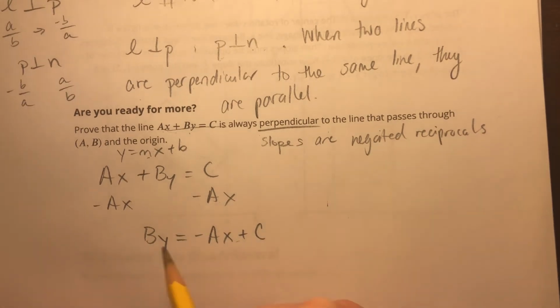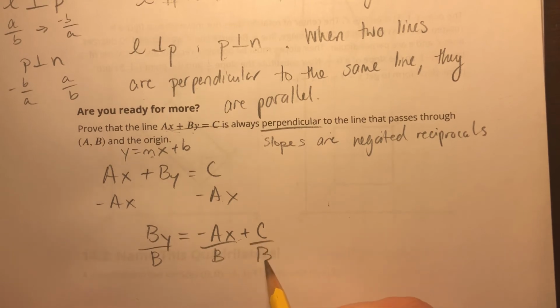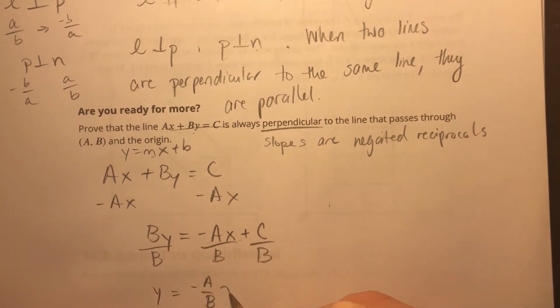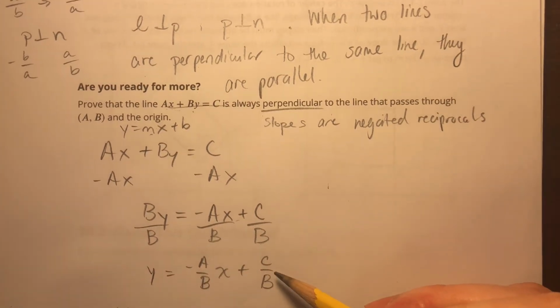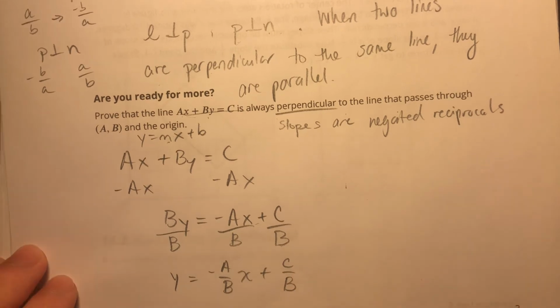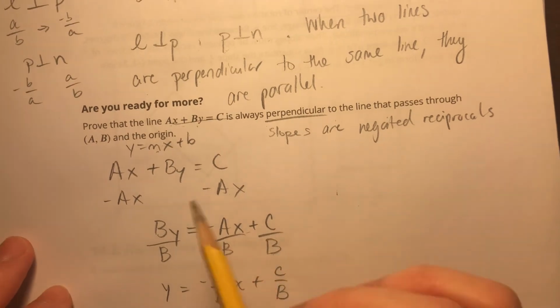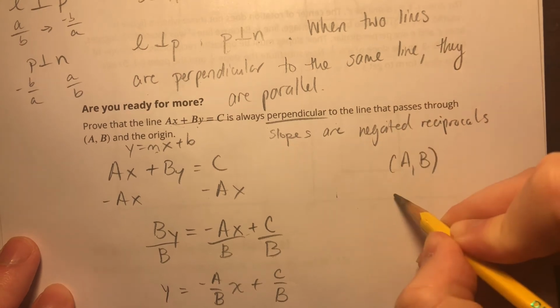Now I still need to get y alone, so to do that, I'll divide everything by b. We get y equals negative a over b, x plus c over b. The y-intercept is not super important because really the slope is all we care about. So I'm hoping that when I find the slope of this line, it'll be b over a. So they gave us 2 points. They gave us a, b, and they gave us the origin.